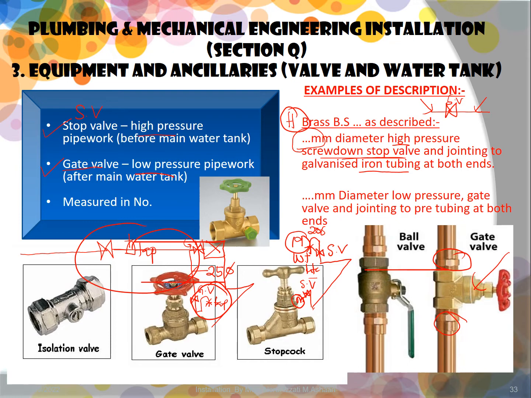The second example, a low pressure gate valve, and then you have to mention jointing for maybe PVC pipe or maybe UPVC pipe or any pipe that is relevant to your construction drawing. Okay, you can refer back to this example of the design for the gate valve, stop valve, and so on. Sometimes you can see the design for the stop valve and the gate valve are similar, but because the function is different, we have to measure separately. Okay, the function, one is low pressure, another one is high pressure, you have to measure separately.